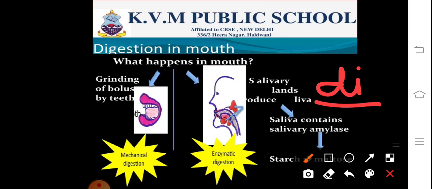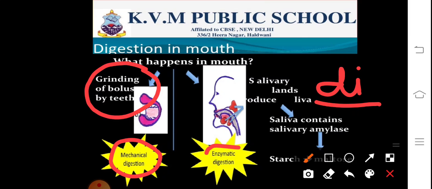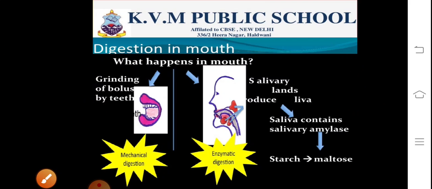Saccharide is sugar. So these salivary glands will produce the saliva. It will mix with the food and form the bolus. So here we can see that there is grinding of the bolus by the teeth. We had discussed the dental formula in the previous slide. Here mechanical digestion is carried out along with enzymatic digestion at a specific pH of 6.8 and temperature of 37 degrees centigrade, which is required for the activity of salivary amylase, so as to break down starch into maltose.